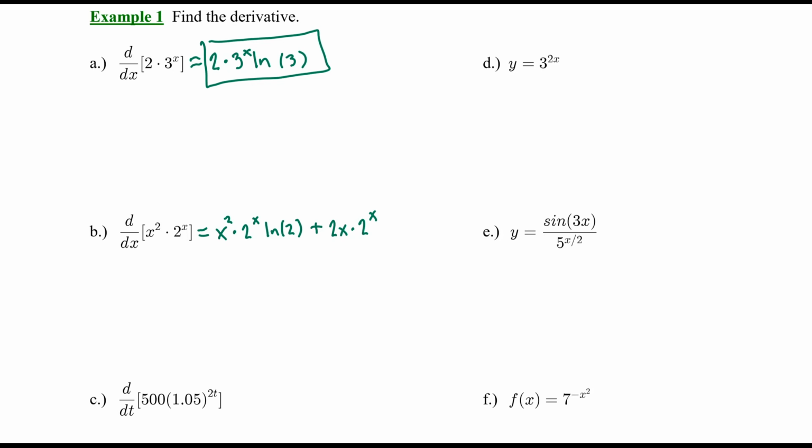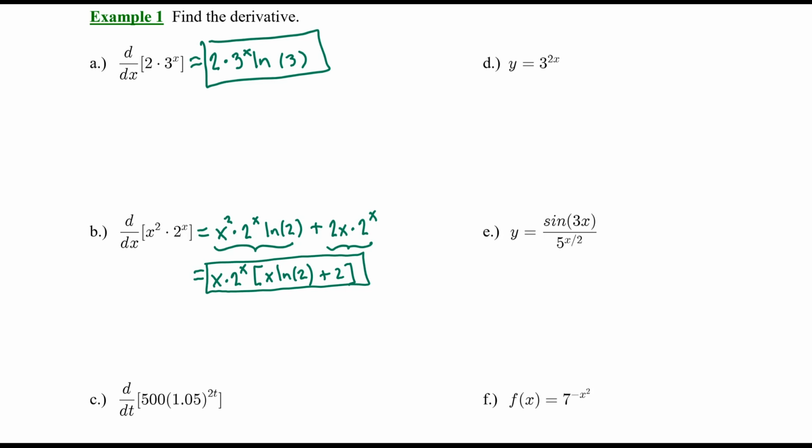Notice we have two terms. Here's our first term and here's our second term. We can simplify this by factoring out the greatest common factor. Notice both of those terms have at least an x and a 2 to the x term. So if I extract that from the first term, what's going to be left behind is x times the natural log of 2, and taking it out of the second term, we just end up with 2. So it's always a good idea to simplify your derivative by factoring.